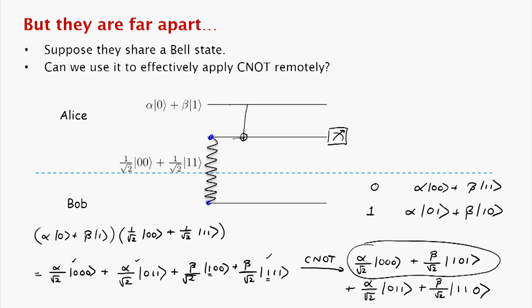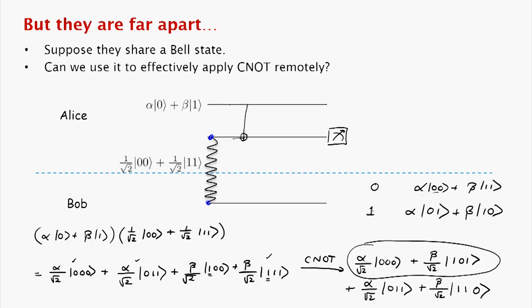So now what Alice must do is pick up the phone and call up Bob and tell him whether she got a 0 or 1. If she got a 0, then Bob leaves his qubit alone. And Alice and Bob now share the state alpha 0,0 plus beta 1,1. In the last video we saw how from this Alice can do a measurement, and then Bob ends up with the unknown quantum state alpha 0 plus beta 1. That's the end of the teleportation protocol.